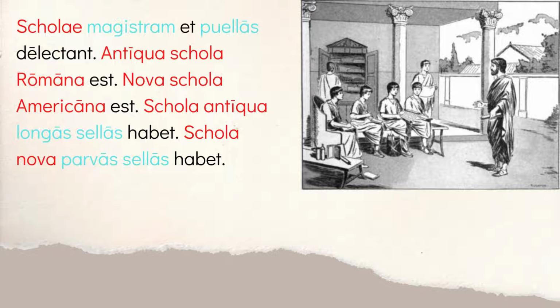And you can see that if you look in the picture to the right, unless I'm mistaken, those three boys to the right are just sitting on a bench. The boy to the left is sitting in his own chair. But again, it's the idea that they have long chairs or benches. Schola Nova parvas cellas habet. So a new school, meaning American school, has, habet, parvas cellas, small chairs. And in this case, I think it means individual chairs as opposed to a bench. So again, it's trying to get at the differences physically between a Roman classroom and an American one. That's what they're trying to highlight here.